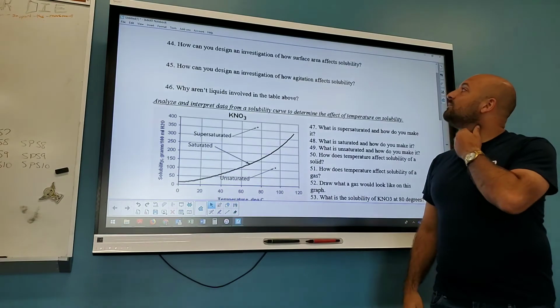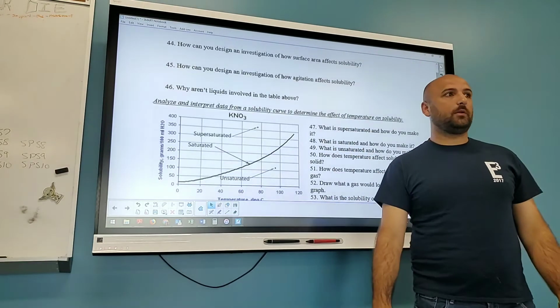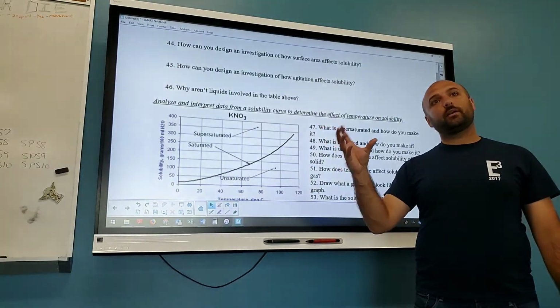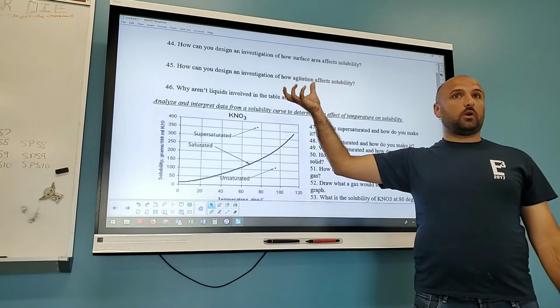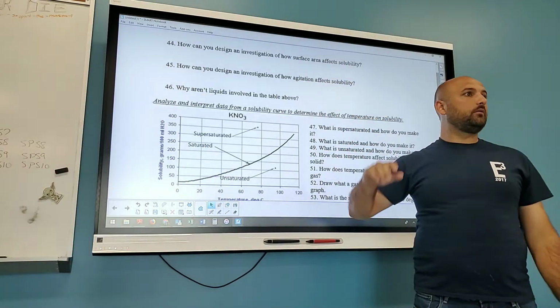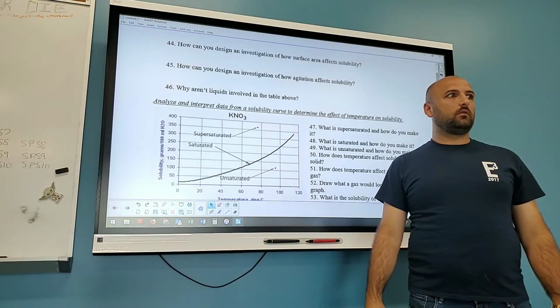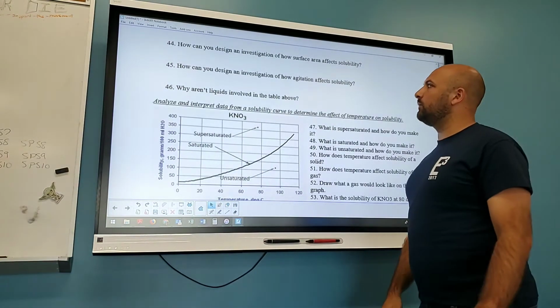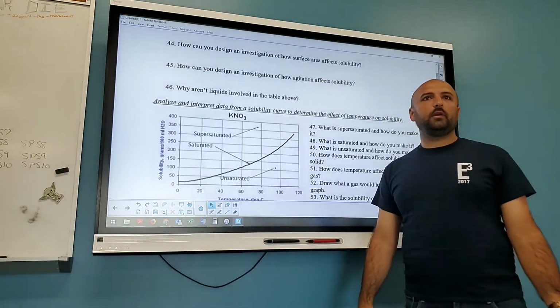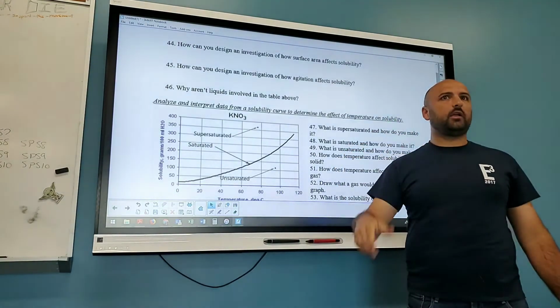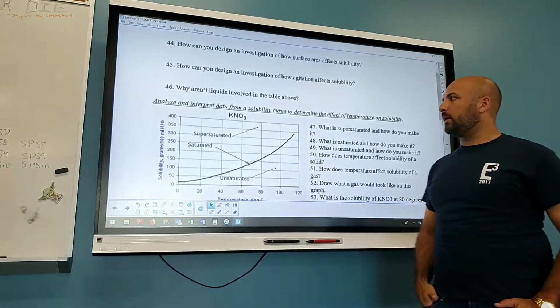All right, how do I design an investigation of how agitation affects solubility? Same thing. I take one, which I'm going to put as my control, where I don't stir, and another one where I do stir. Does that kind of make sense? Yes? All right. Why aren't liquids involved in the table above? Well, because they already mix. All you gotta do is stir them around, right? So that's not too bad.